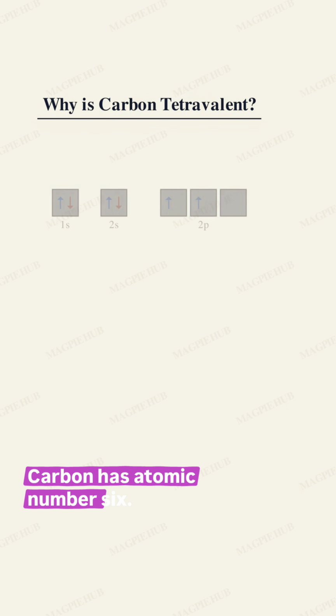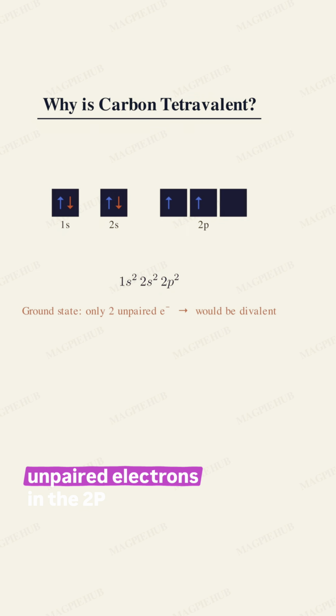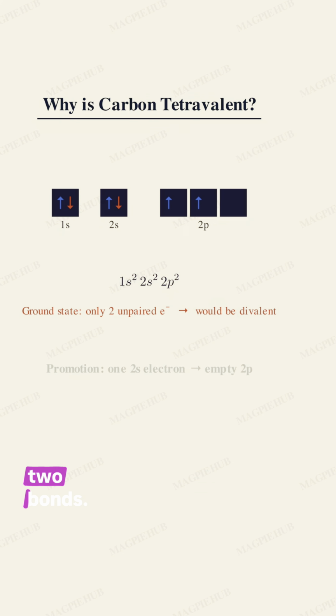Carbon has atomic number 6. Its ground state configuration is 1s2, 2s2, 2p2. Look closely, that leaves only 2 unpaired electrons in the 2p orbitals, which would predict just 2 bonds. But carbon is tetravalent. To explain this, 1 electron from the filled 2s orbital is promoted to the empty 2p orbital. Now there are 4 unpaired electrons, 1 in 2s and 3 in 2p, ready to form 4 bonds.